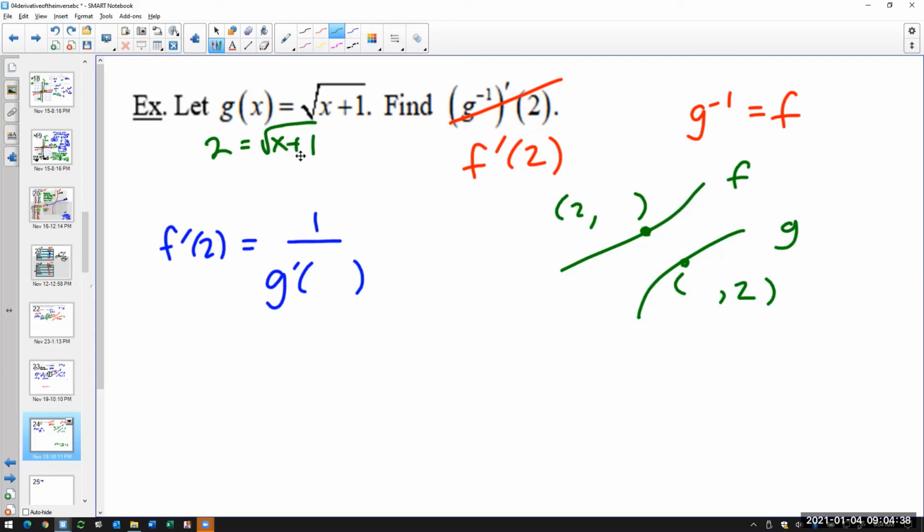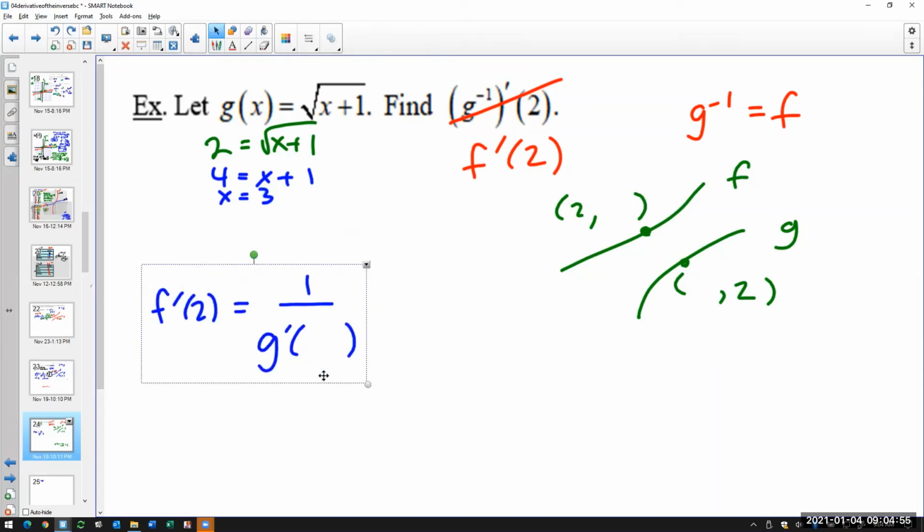You have to solve for x here. You actually don't have to guess and check. You can actually solve here. This would be 4 is equal to x plus 1. So I get x is equal to 3. Okay, so hopefully you guys got 3 for the y value of your f.